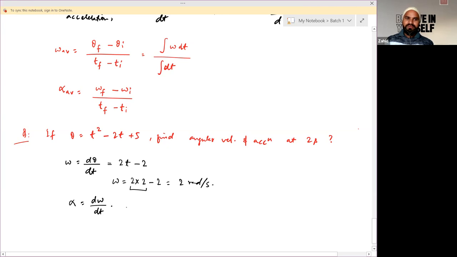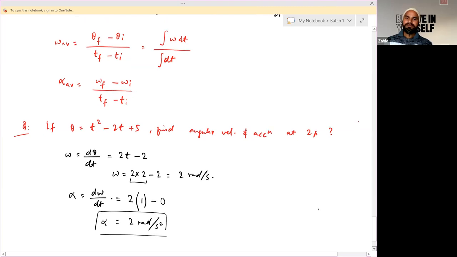Similarly, to get alpha, we differentiate this angular velocity, in which 2 is constant, keep it outside. t on differentiating will be 1. 2 is a constant term, so on differentiating it will be 0. So alpha will be 2 radian per second squared. Is it clear? Hamza? Yes, sir.